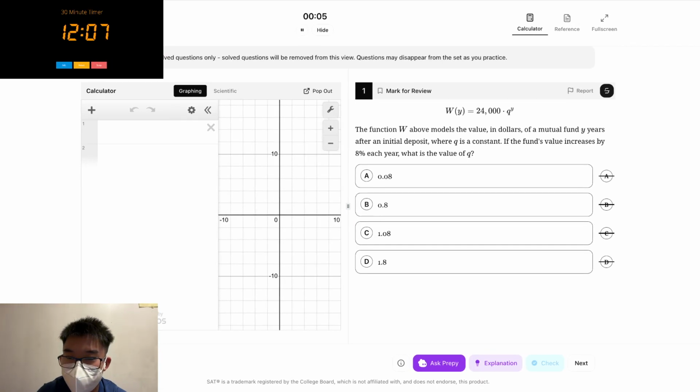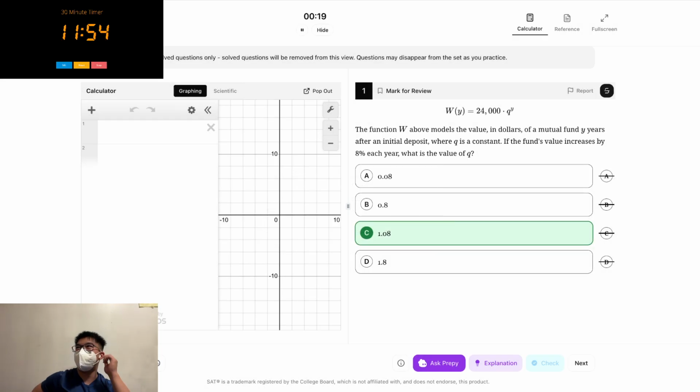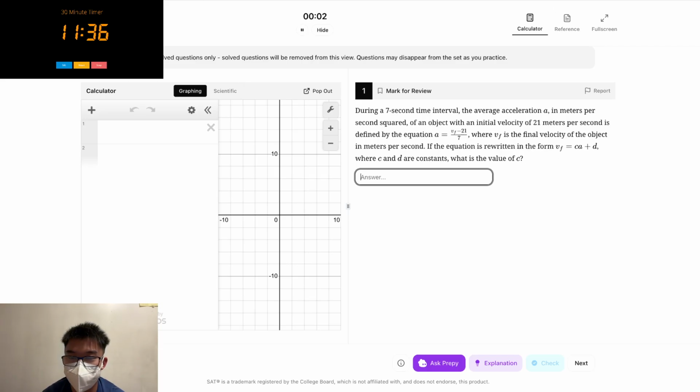So for a year, if the fund increased by, what's the value of q? This is probably a medium, medium high. I would low key put that as an easy. But remember guys, when you're multiplying, that means increasing. And it's 1.08 because it's increasing by 8%, so 108%. Okay, cool.